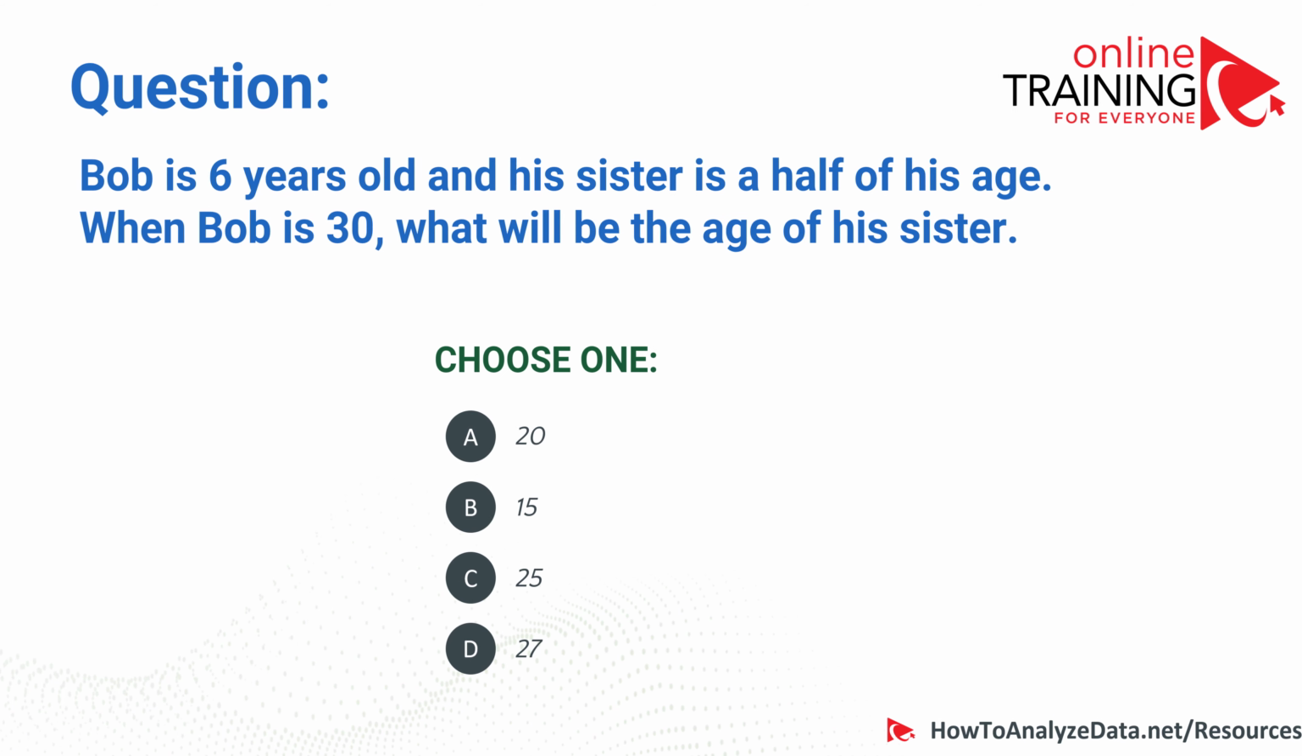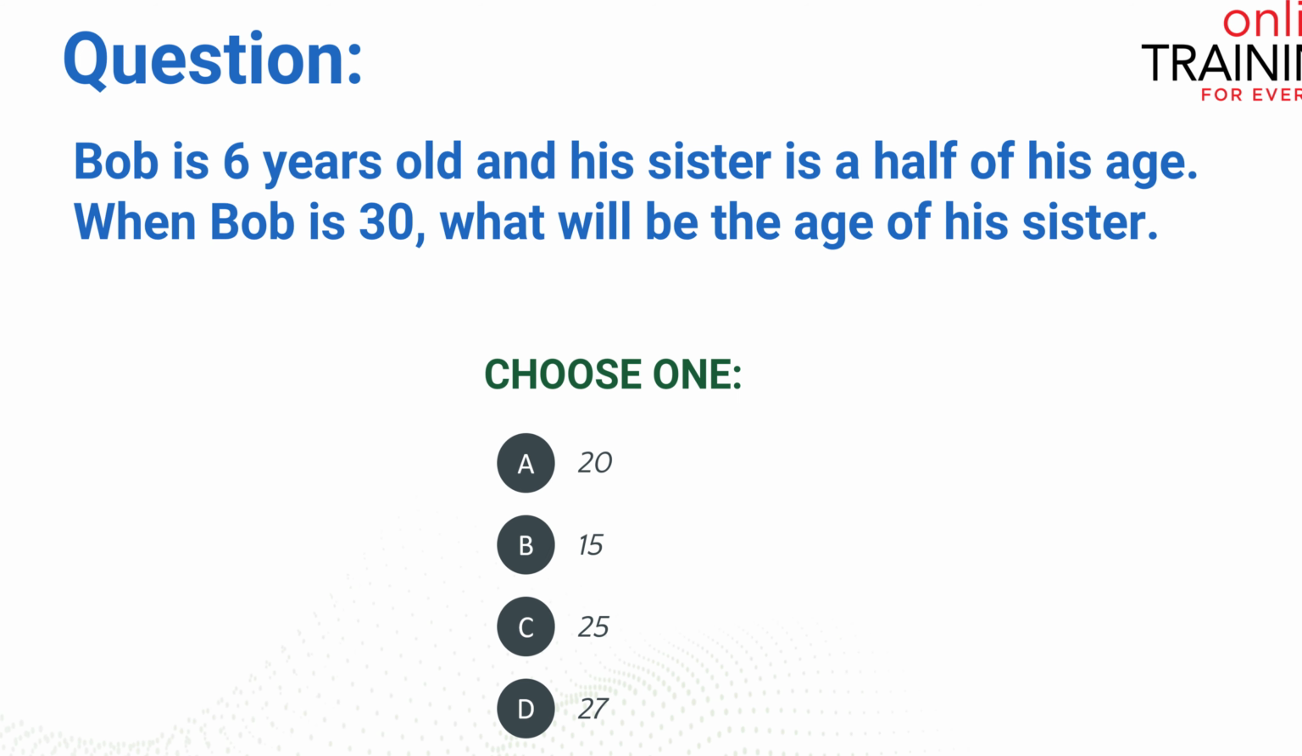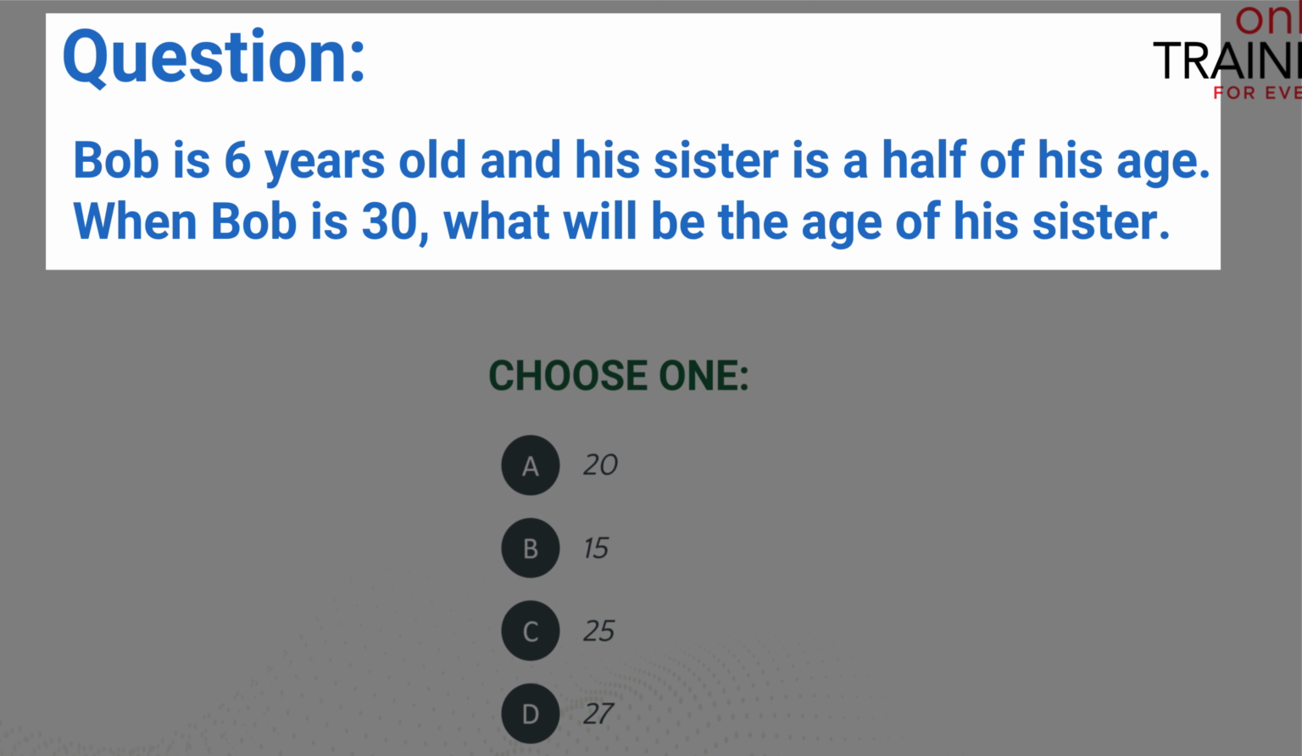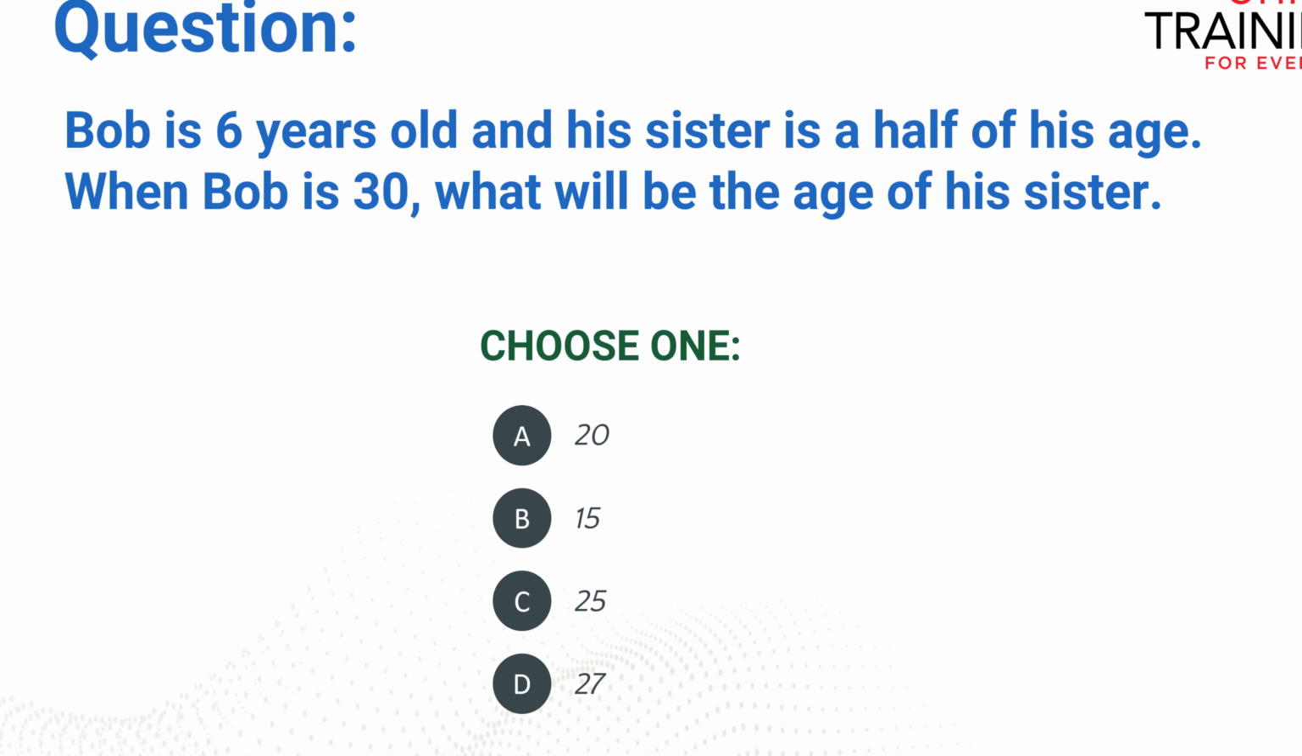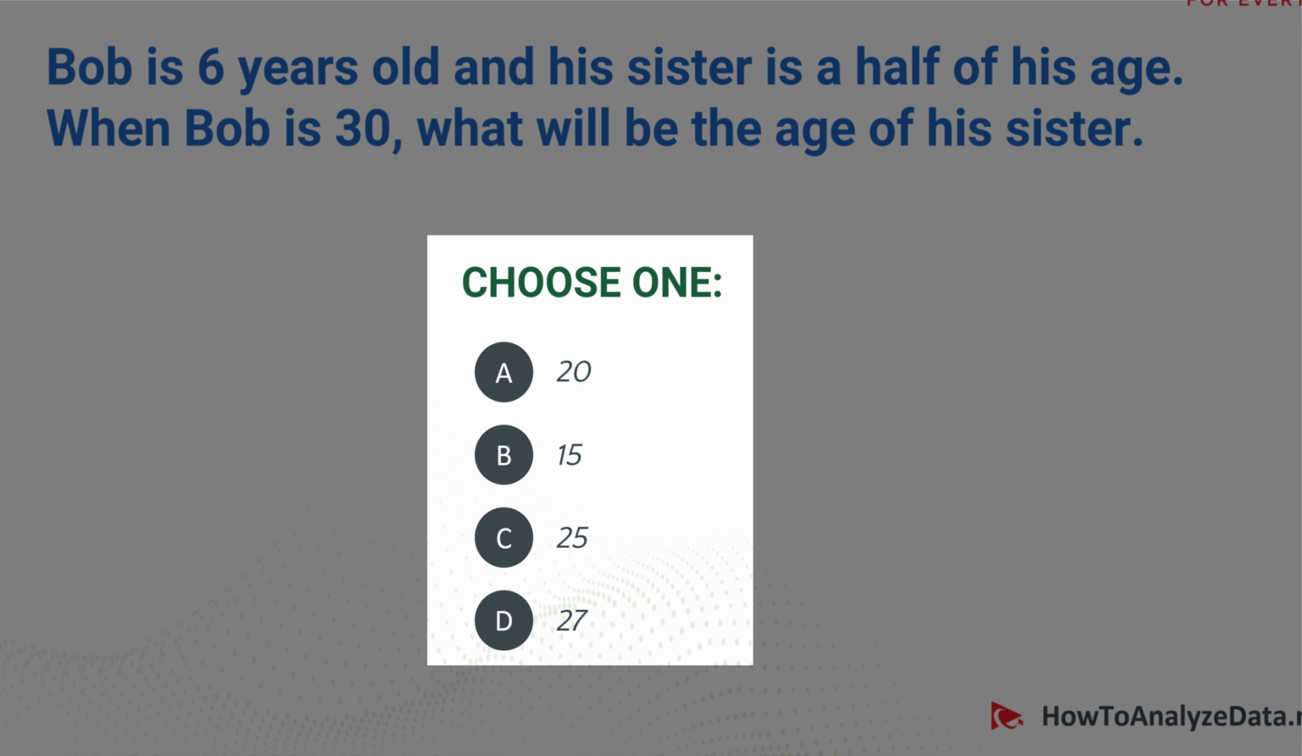Here's another tricky question which can confuse you easily during the test. Bob is 6 years old and his sister is half of his age. When Bob is 30, what would be the age of his sister? And there are four choices: 20, 15, 25, and 27. Which one do you think is right?